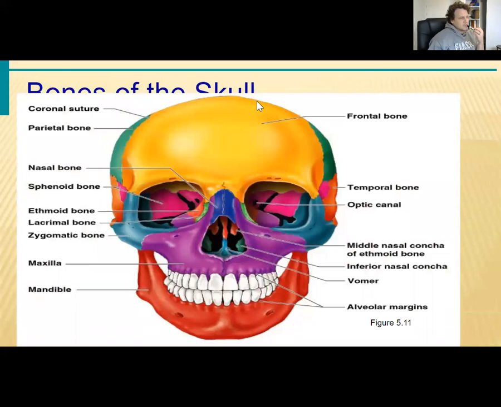So we have the bones of the skull. Its major bones, 12 of them, made up of all these plates. Usually what happens in a serious head injury where you've got skull fractures, they'll take one of these plates out and let the pressure release through there.